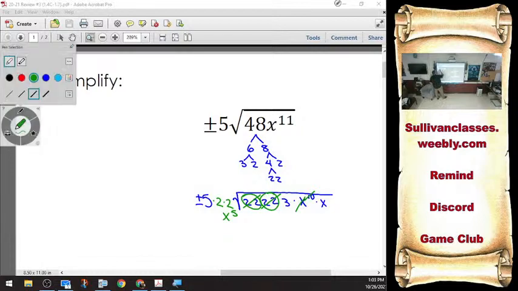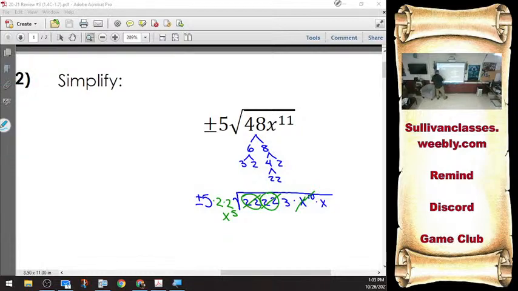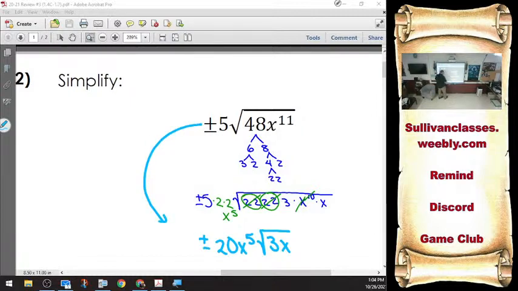So everything that's outside gets to party together. 5 times 2 is 10. 10 times 2 is 20. x to the 5th. Square root of, there's still a 3 and an x left inside. The only thing that was different about this is there was a 5 outside, so everything that came out parties with 5. And because it has this plus or minus, that also has to be a part of my answer.